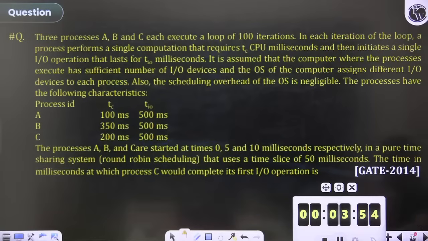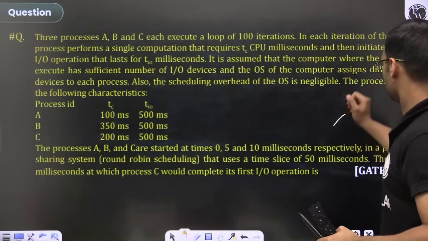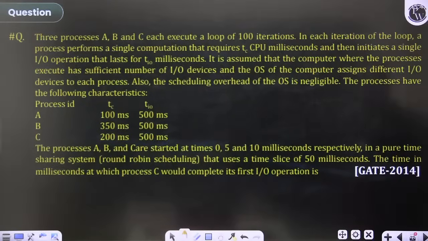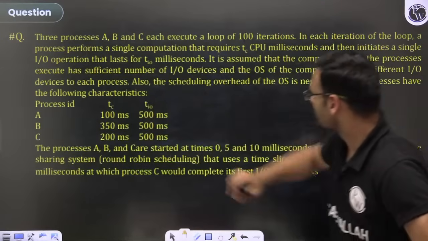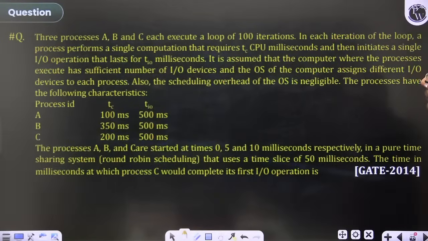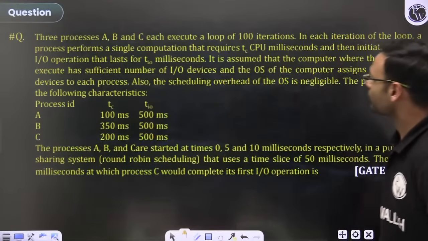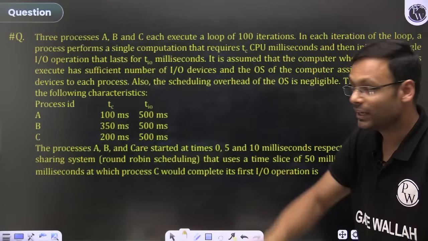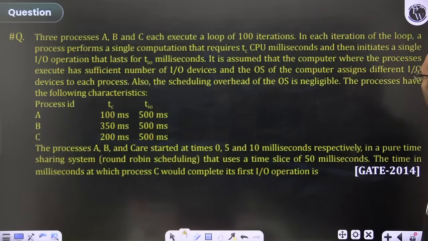Okay. Three processes, A, B, and C, each execute a loop of 100 iterations. In each iteration of the loop, a process performs a single computation that requires TC milliseconds and then initiates a single IO operation that lasts for TIO milliseconds. So first CPU, then IO. It is assumed that the computer where processes execute has a sufficient number of IO devices and the OS assigns a different IO device to each process, so IO operations will be done in parallel. Also, the scheduling overhead of the OS is negligible.